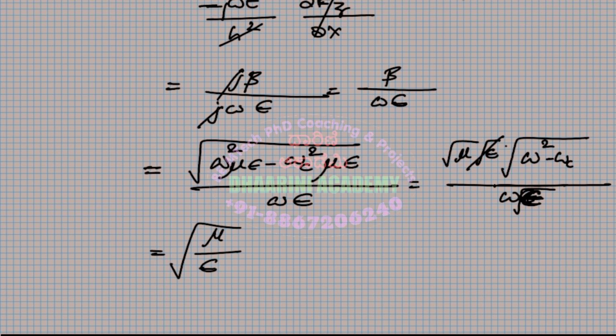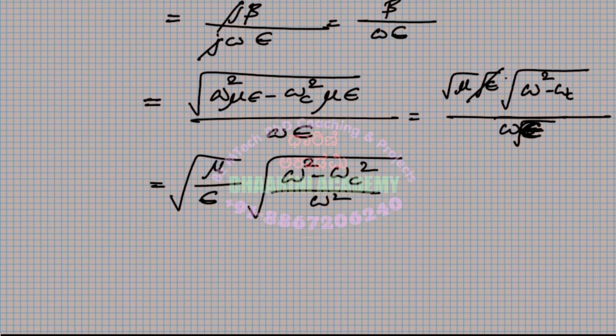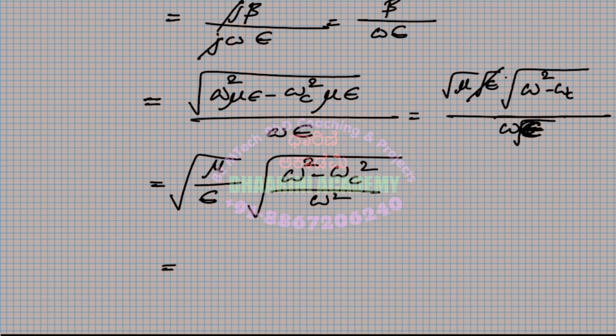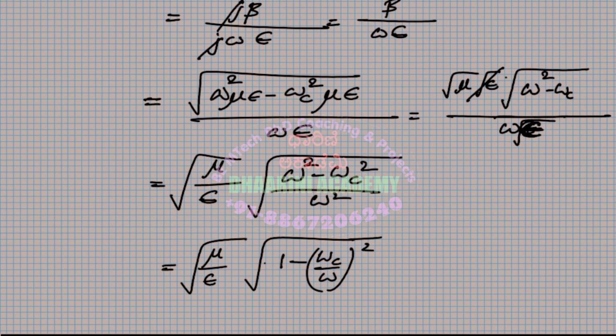So I'll take the omega inside. What happens when omega goes inside? Omega square minus omega c square by omega square. Correct? When omega goes inside the square root, it becomes a square. So this is root of mu by epsilon times root of 1 minus omega c by omega, the whole square. Correct? Are you okay with that?